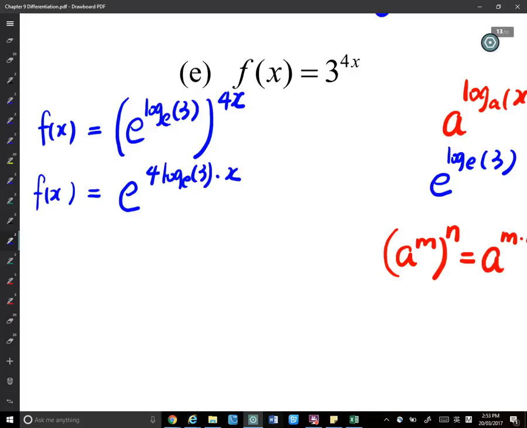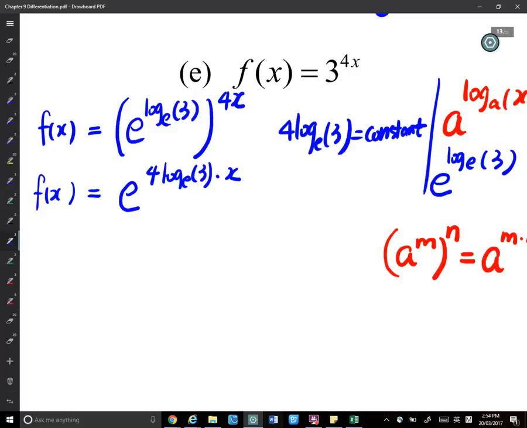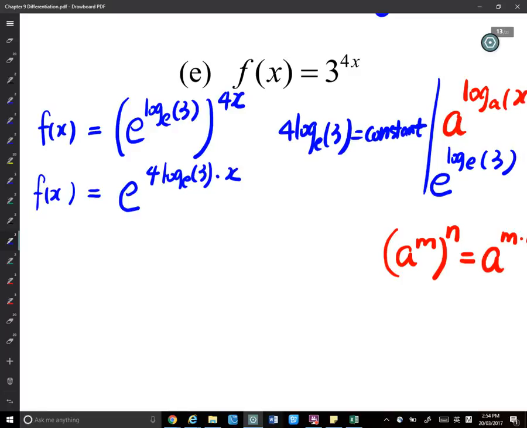What is 4 log_e 3? You don't need to know how large that is. What you just need to know is that it's a constant. That's a number, like 1, like 2, like 4. It's just a long constant. So you have a constant times x in the power. Can you see that's e to the power of ax, a constant times x? e to the power of something times x.